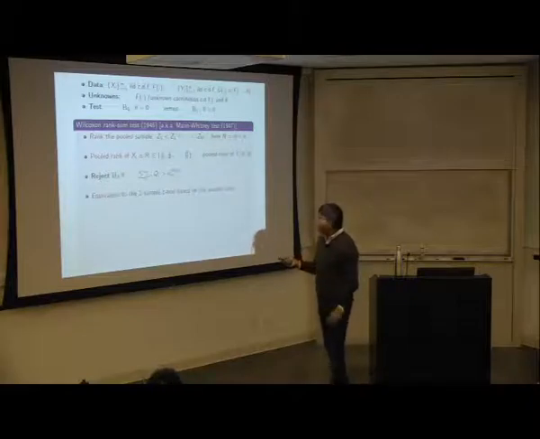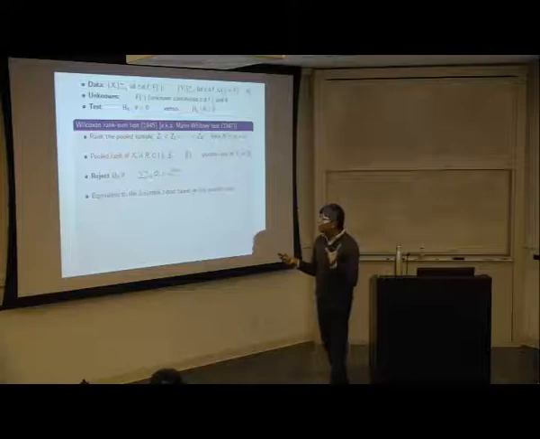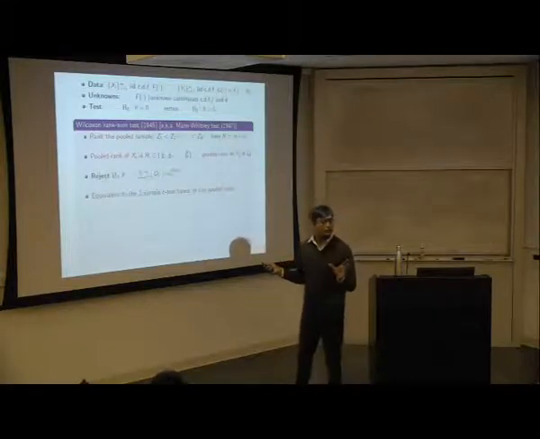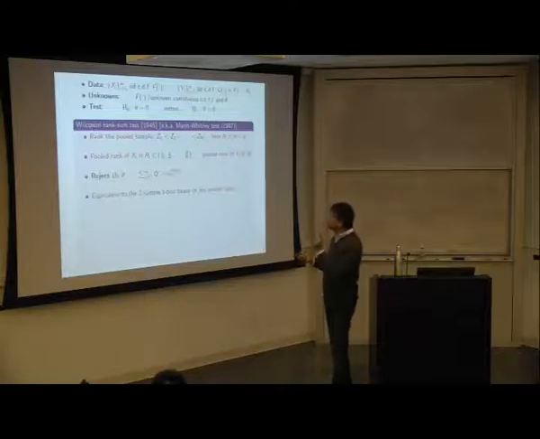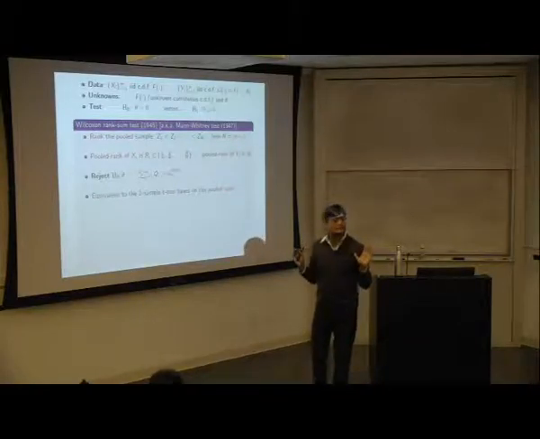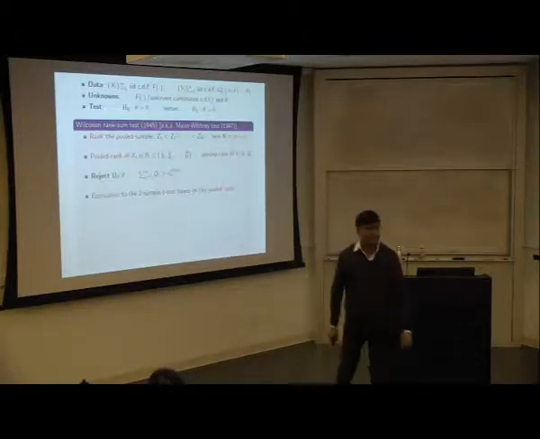So the first point I want to make is basically this: we arrived at the test using the same principle as we got using the two-sample t-test, but instead of the observations, we replaced them by their pooled ranks. That's the important thing to realize.